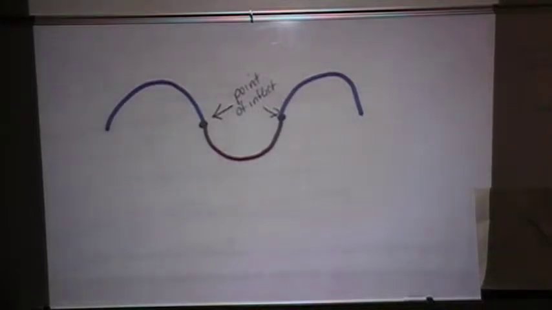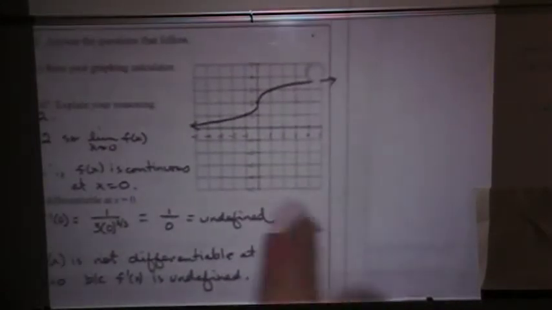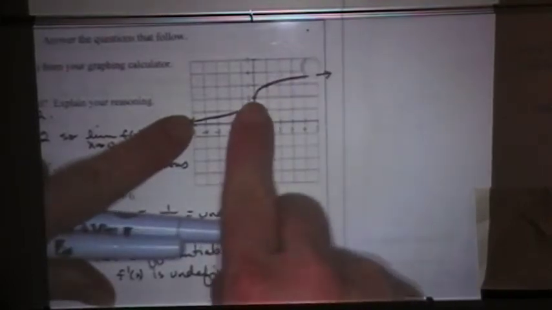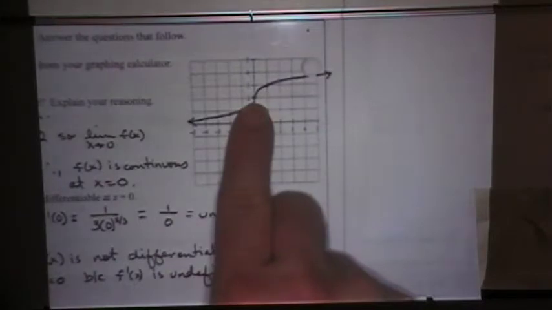But on the graph that we just did, the cube root function, it has a point of inflection. If you look, right here, this first piece is concave up, and then right here it switches to being concave down. That is a point of inflection. So that is why it is not differentiable there.